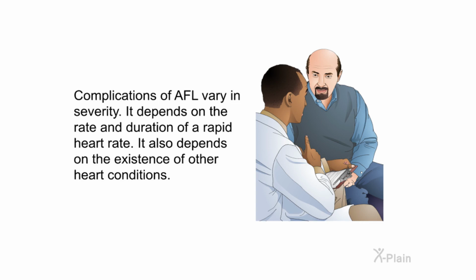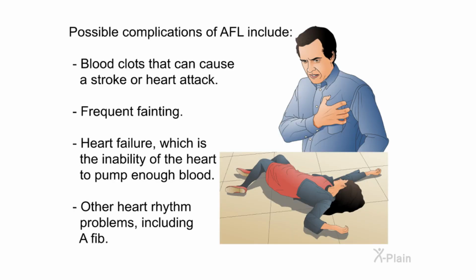Complications of AFL vary in severity. It depends on the rate and duration of a rapid heart rate. It also depends on the existence of other heart conditions. Possible complications of AFL include blood clots that can cause a stroke or heart attack, frequent fainting, heart failure, which is the inability of the heart to pump enough blood, other heart rhythm problems including AFib.